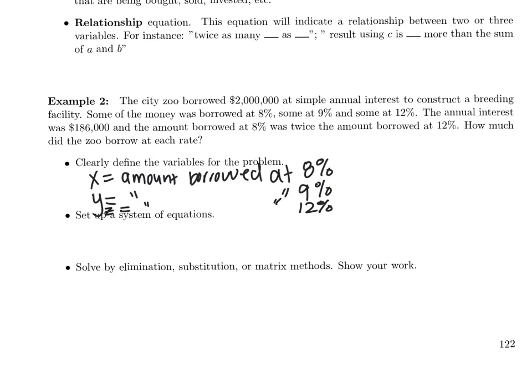Then we have to set up a system of equations. So let me go back and read the rest of the question. The annual interest was $186,000. The amount borrowed at 8% was twice the amount borrowed at the 12%. So there's that third scenario of this quantity, the relationship meaning one's more than the other. So we know the total amount borrowed is $2 million. So we're going to have X plus Y plus Z equal to $2 million.